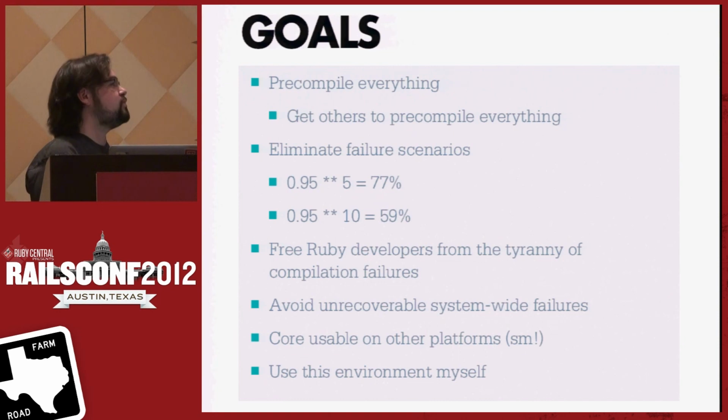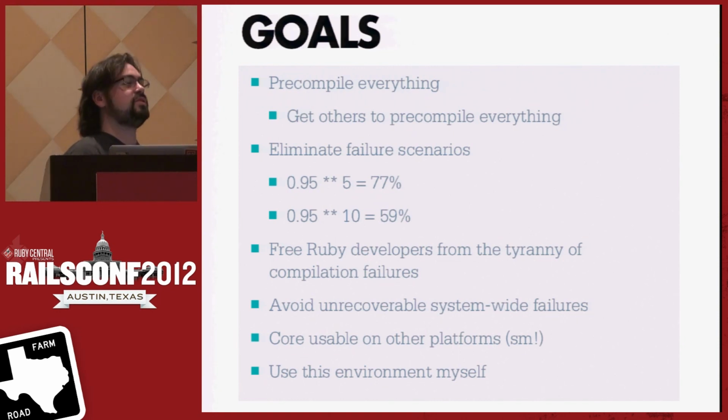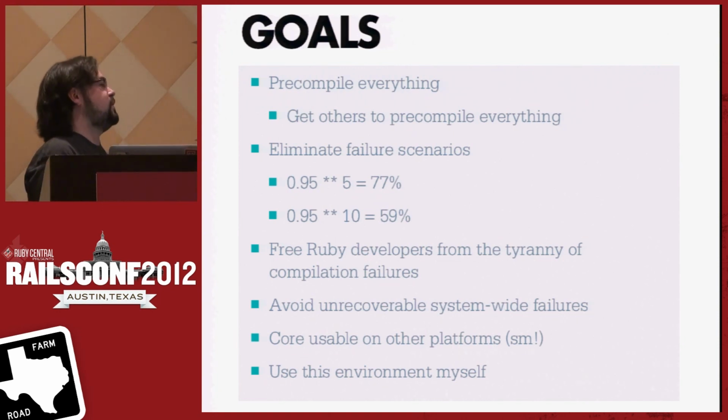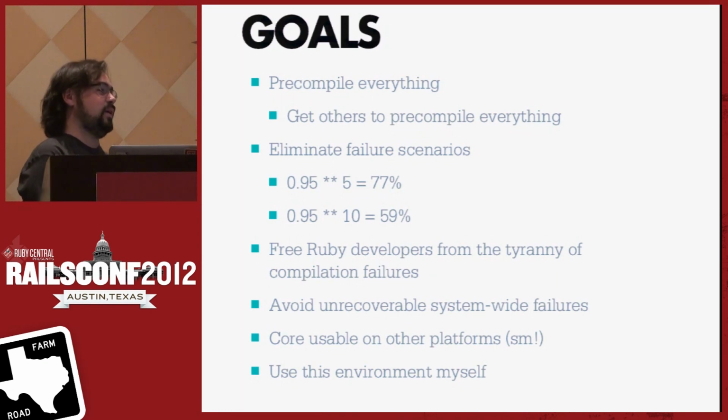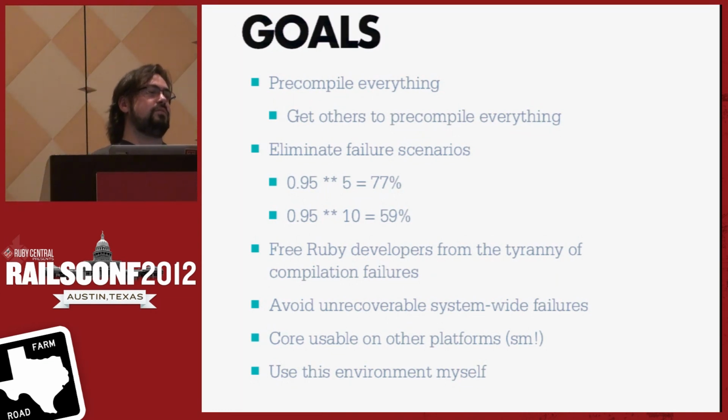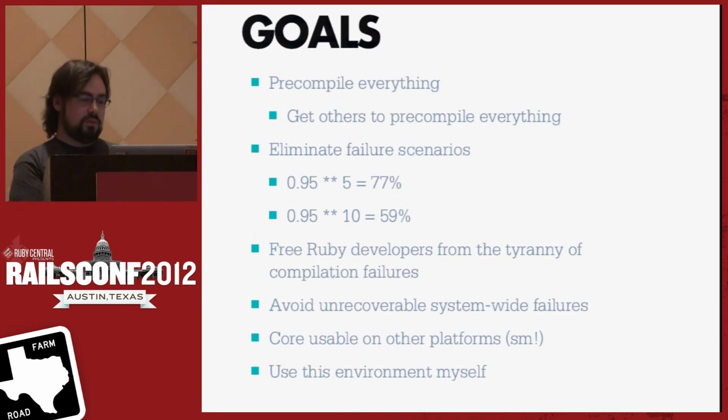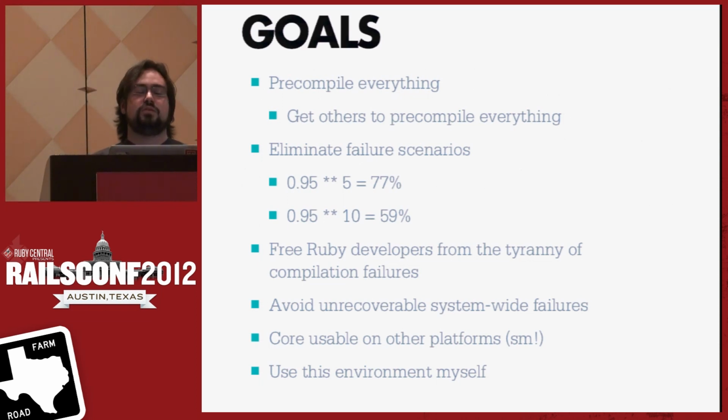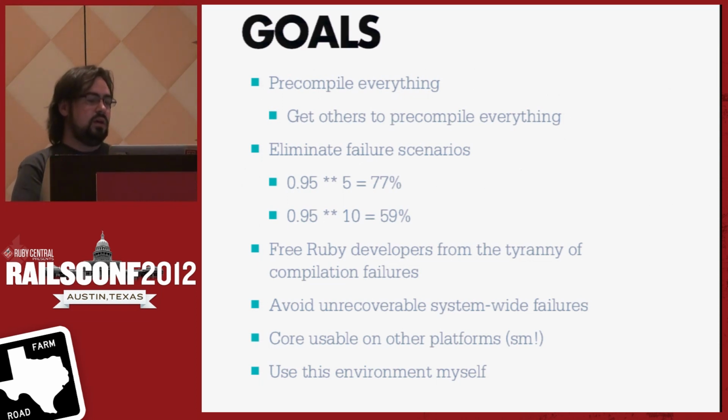In terms of failure scenarios, if you do 5 steps and each one of them has 95% chance of success, your total chance of success is 77%. If you have 10 steps, it's 59%. You get my point. Even though it seems like everything works reliably, it's easy for something to fail. I don't want compilation failures to be a thing that we have to worry about in general.